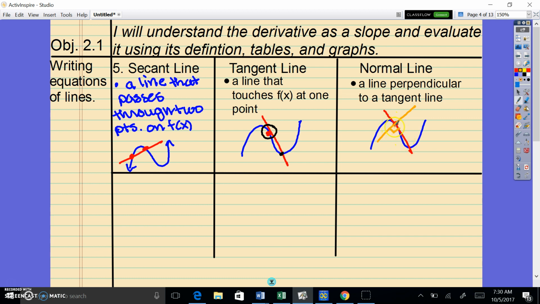So if you're thinking, wait, what's the deal with that? Well, whatever the slope of the red line, the tangent line, is, your orange line, the normal line, is going to be the opposite reciprocal of that. Okay? And so what we're going to do now is work out an example to show you how you would work with these 3 scenarios.